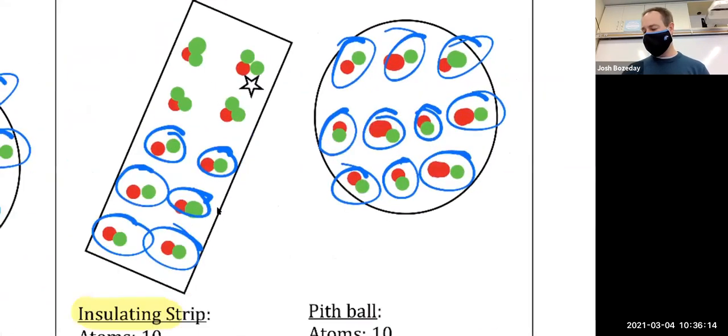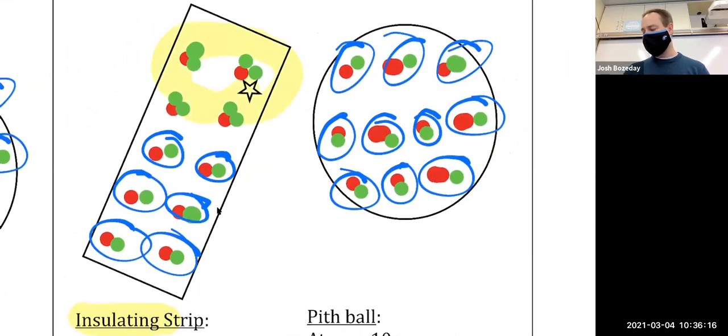And what I see is that the insulated strip is negative here, right? It's got extra electrons. So that is going to shift the electrons that are close to it away. So these electrons are going to get shifted away. They're going to be repelled, right? Because opposites attract, but likes repel.